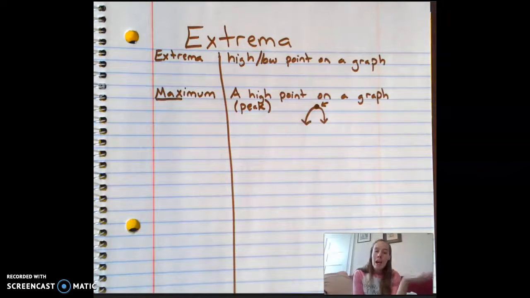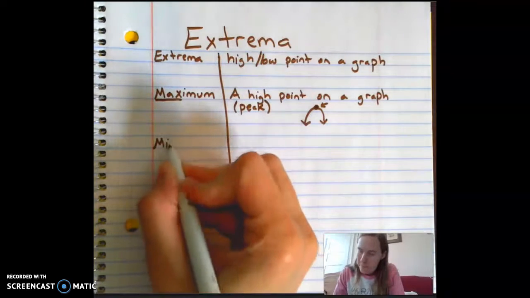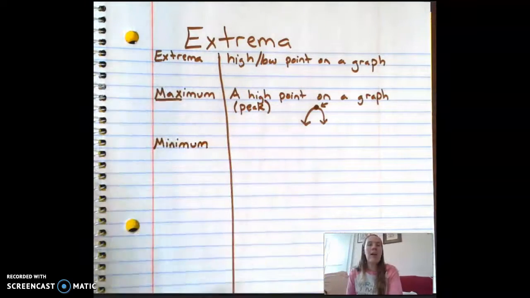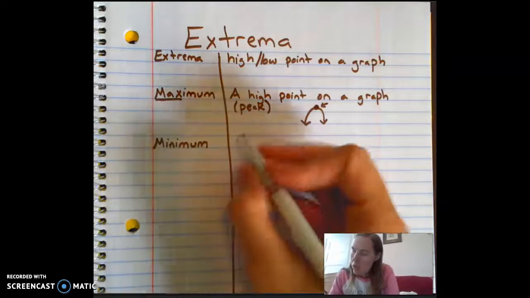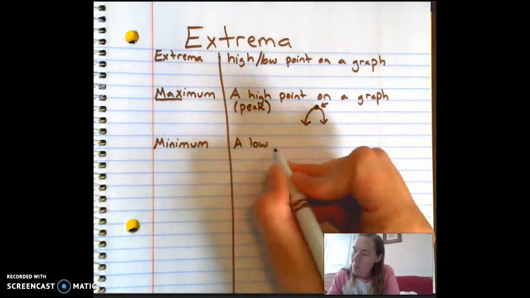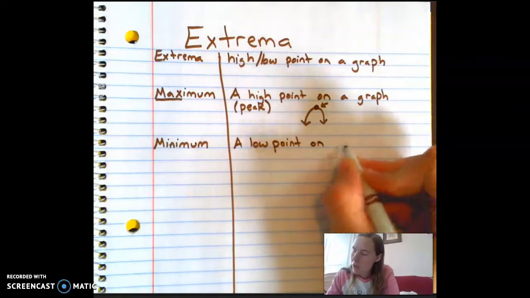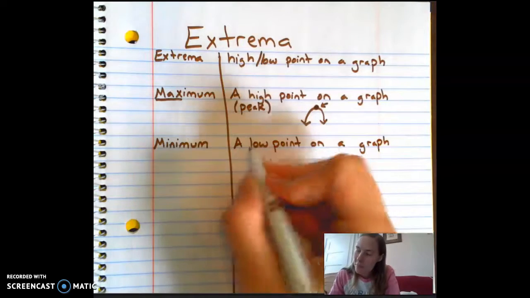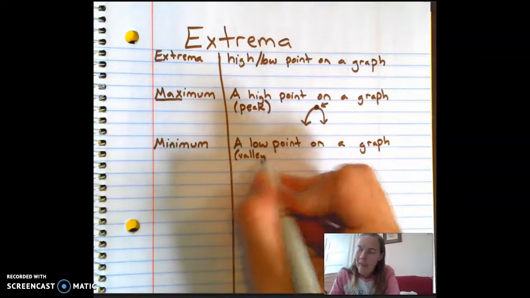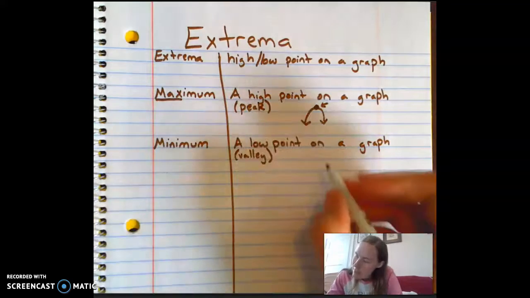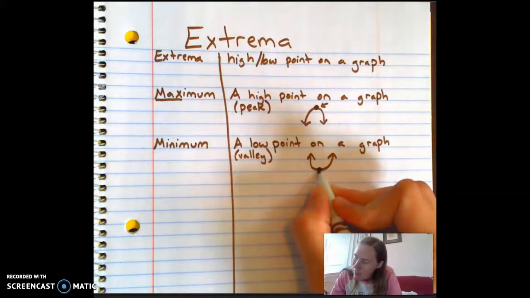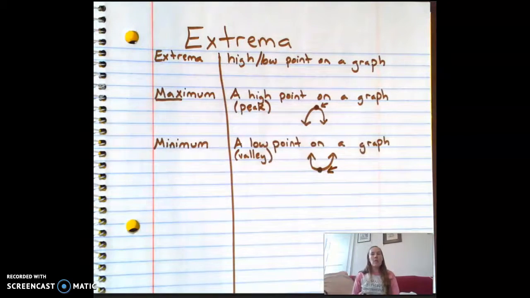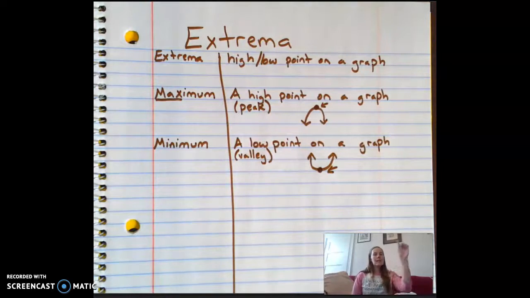Next, if we're doing the opposite of a maximum, we're going to be doing a minimum. So if a maximum is a high point on a graph, what do we all think the minimum is? It is a low point on a graph. And some people refer to this as a valley. And same thing, if we had a graph that looked like this right here, that lowest point right there, that would be your minimum. So that's maximum and minimum.